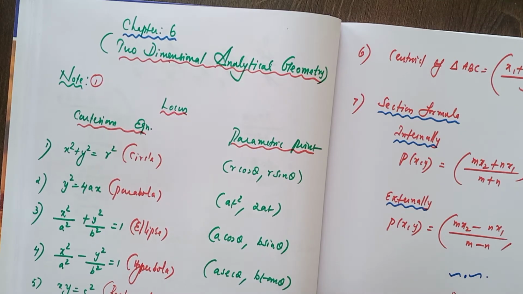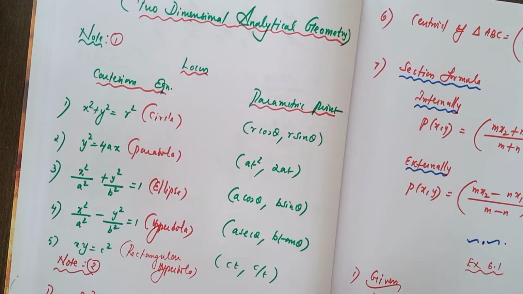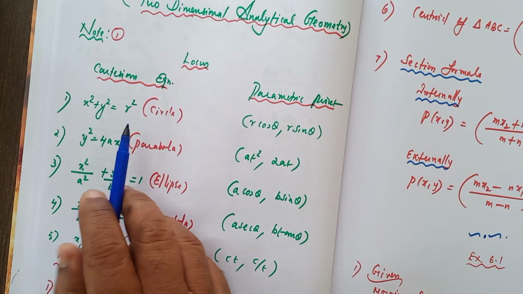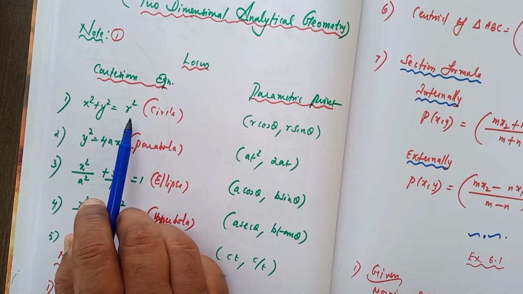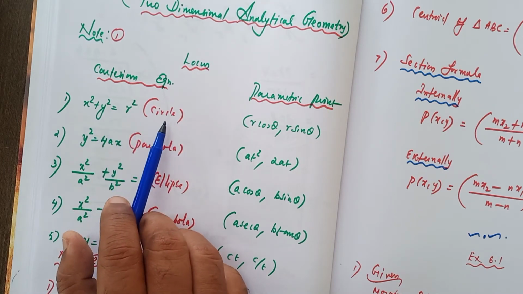Here I have given 5 Cartesian equations in terms of x and y. So these are the parametric points. See, the Cartesian equation of a circle, if the center is the origin and radius r units, is x square plus y square equal to r square, the circle equation.